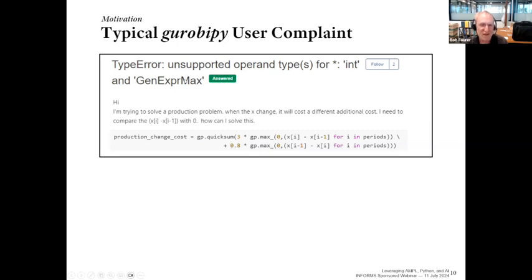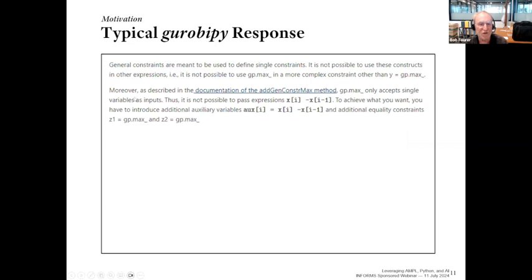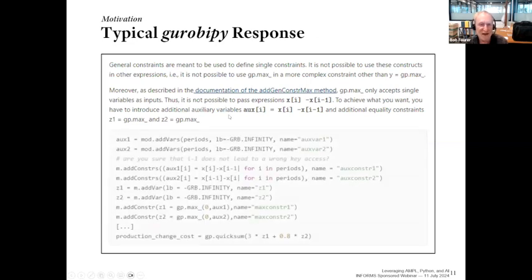And so they had asked what to do. And they said, oh, well, general constraints aren't meant to be used this way. And furthermore, it only accepts single variables. So you have to add auxiliary variables and then do this and that. And so that one statement in Python that looked like it should work became all these statements. So again, it needed conversion that had to be made by the user manually. And we wanted to avoid that.